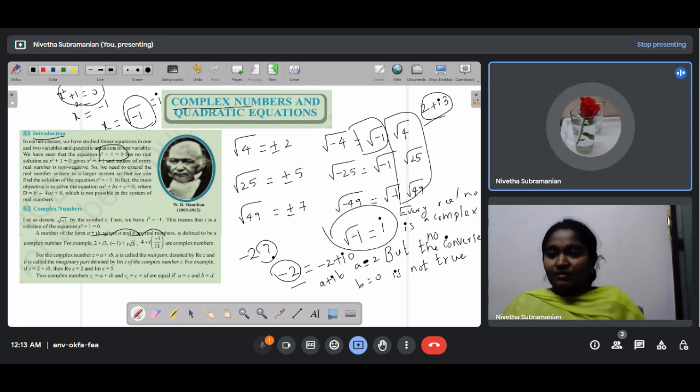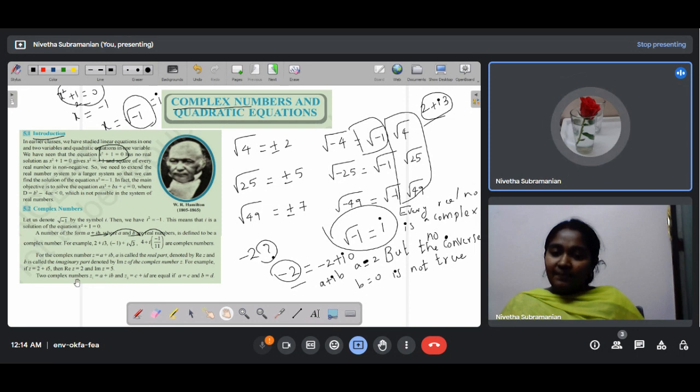So what is meant by real part and imaginary part? For the complex number z equal to a plus ib, a is called the real part, denoted by real part of z, and b is called the imaginary part, denoted by imaginary part of z. For example, 2 plus i3 is a complex number; here 2 is the real part and 3 is the imaginary part. They have also given an example: z is equal to 2 plus i5. Then real part of z is equal to 2 and imaginary part of z is equal to 5.